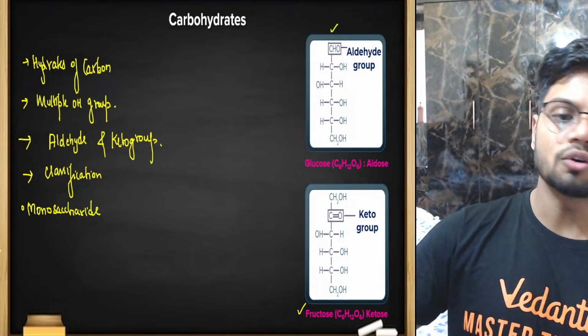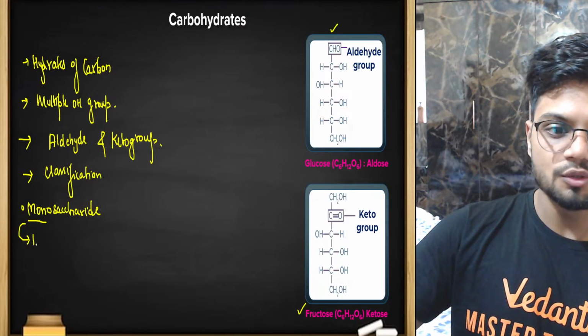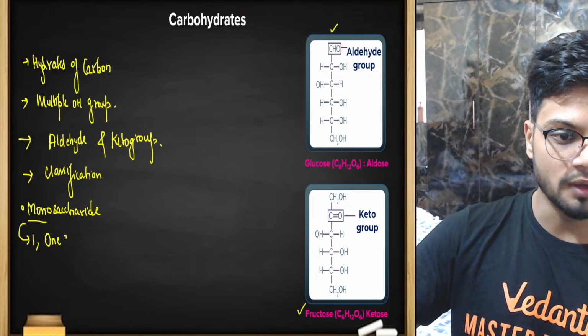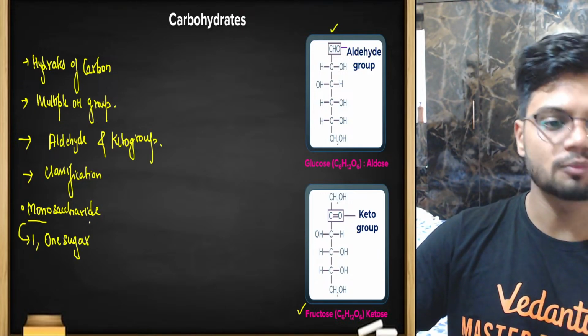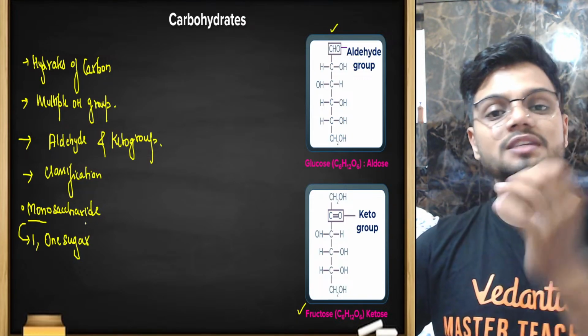Monosaccharides. Now, what is the meaning of mono? Mono means one. So it is made up of only one sugar molecule, that's all. And since it is made up of one sugar, you cannot hydrolyze it even further.